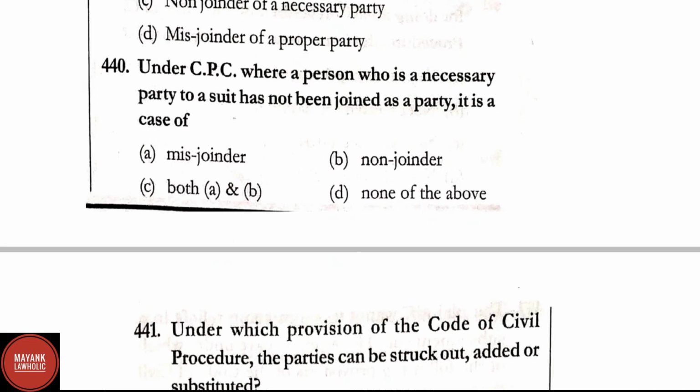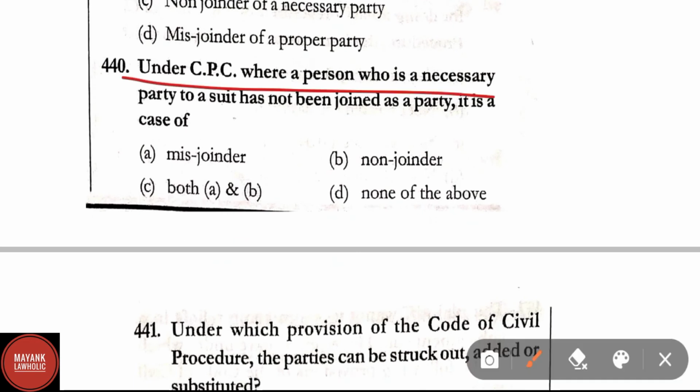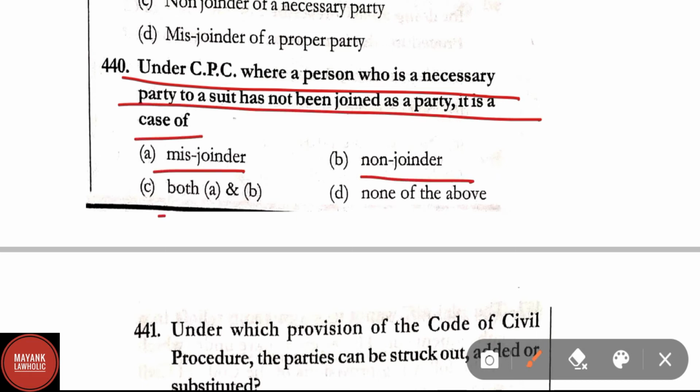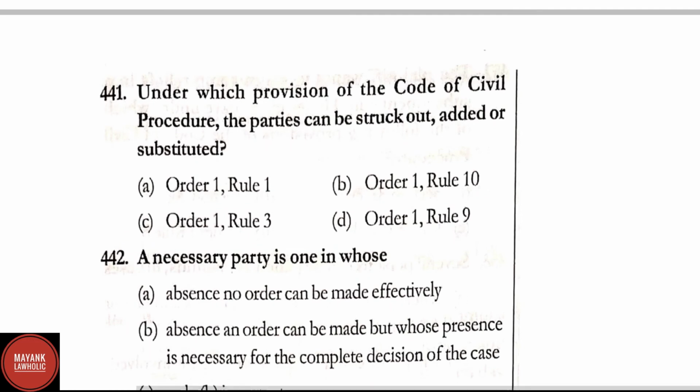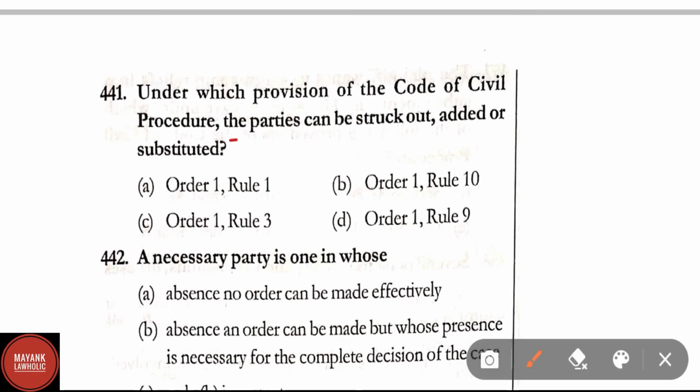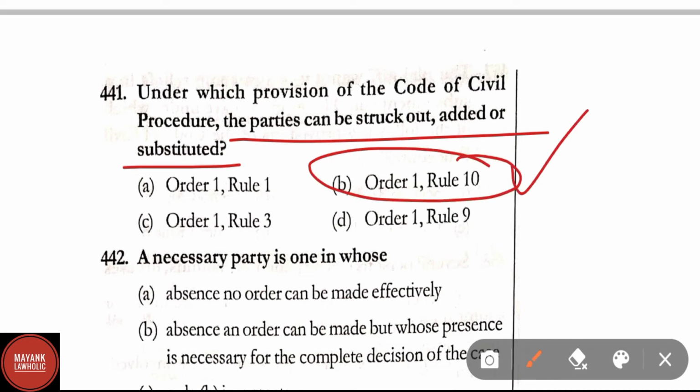Question number 440. Under CPC, where a person who is a necessary party to the suit has not been joined as a party, it is a case of misjoinder, non-joinder, both A and B, none of the above. Here correct answer is option B, that is non-joinder. Question number 441. Under which provision of CPC can the parties be struck out, added or substituted? Correct answer here is option B, that is under Order 1, Rule 10.